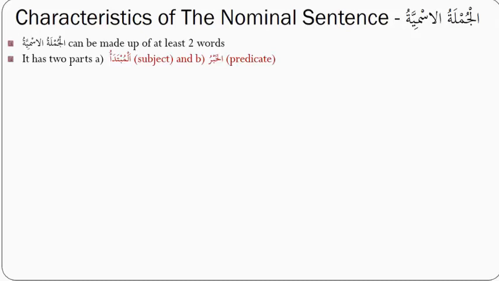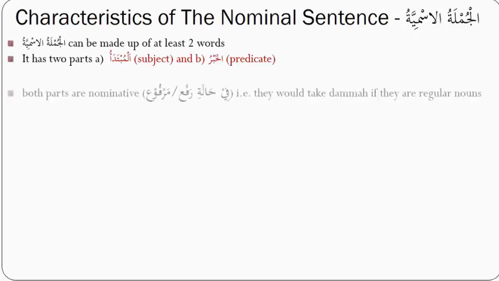Dhahaba Muhammadun, Muhammad went. The jumlatul ismiyya has two parts. A, al-mubtada'u, which is called a subject, and B, al-khabaru, which is called a predicate in English. Right? It has two parts. Because it's two words, each word is a part. And even if it's made up of more than two words, it is still divided into these two categories. Al-mubtada'u wal-khabar.